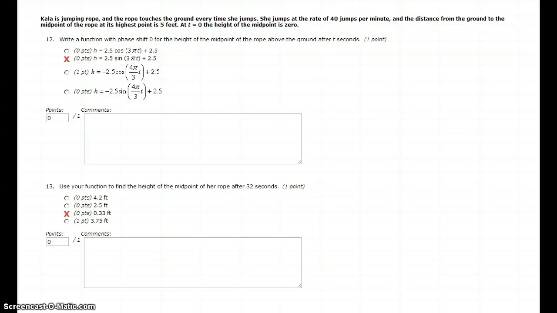Okay, I'm just going to give you an explanation of these two questions. We have a situation where we have jumping rope. Kayla is jumping rope, and the rope touches the ground every time she jumps. If she jumps at the rate of 40 jumps per minute, and the distance at the very highest point is 5 feet, we want to come up with a function that tells us this.